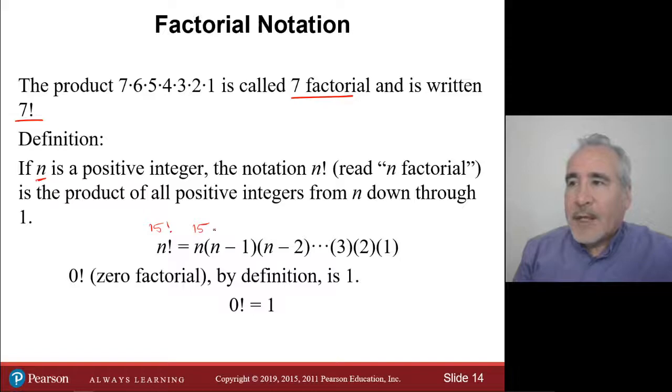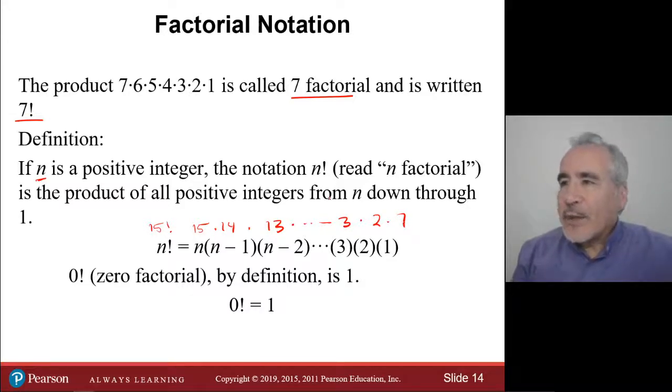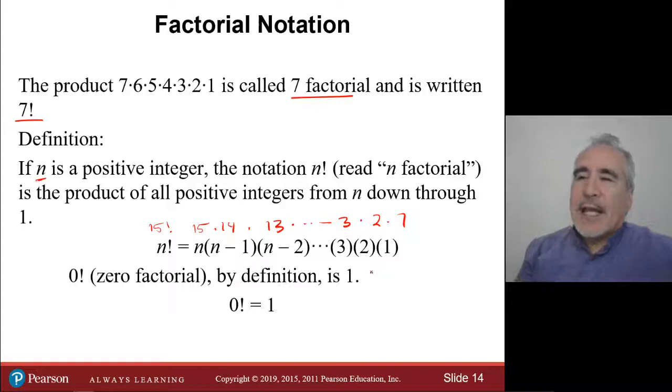15, and then 15 minus 1, that's 14. 15 minus 2, that's 13. Dot, dot, dot. You would keep doing that all the way down, and you always get 3 times 2 times 1. So it's from 15 all the way down to 1. We multiply all the numbers together, and that's what a factorial is.